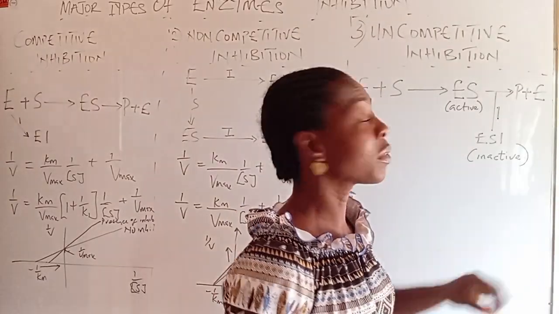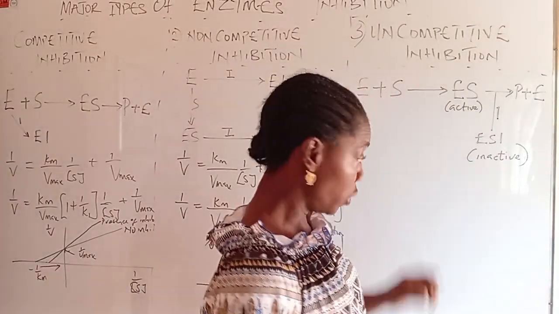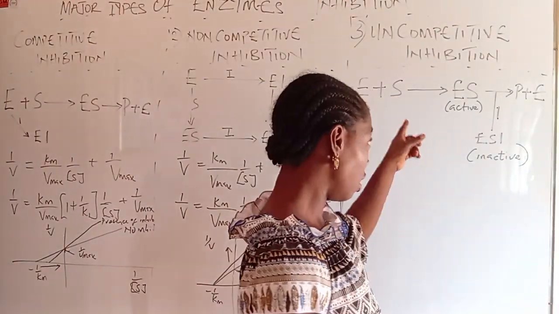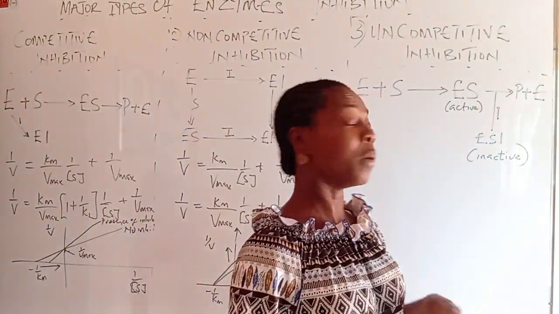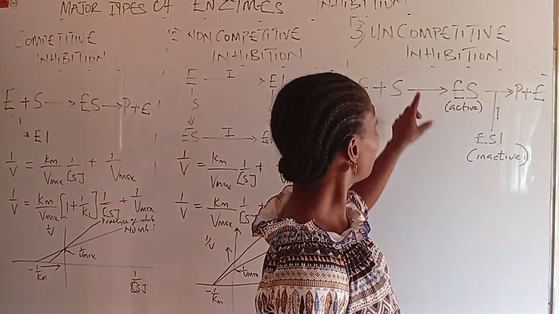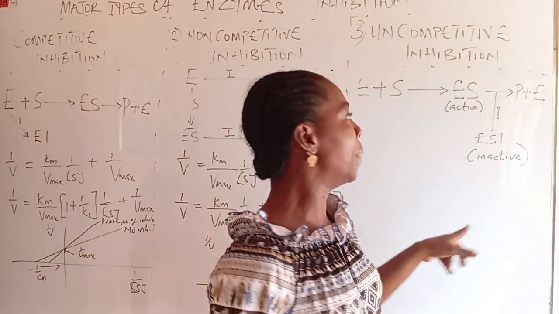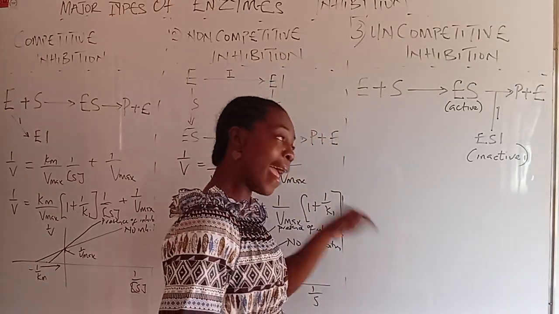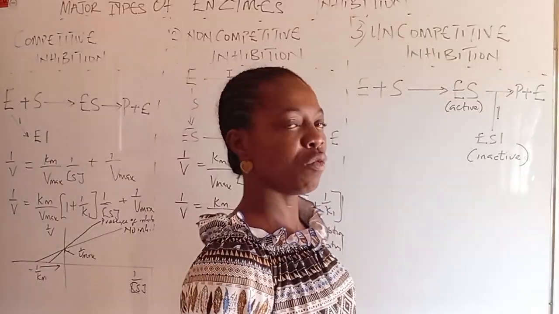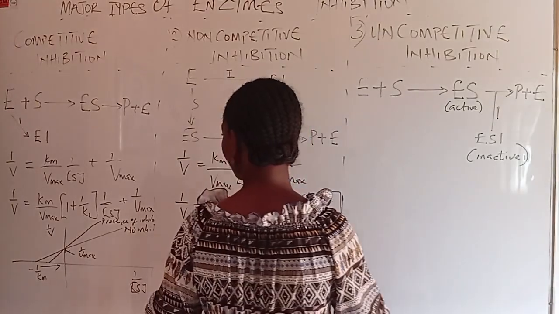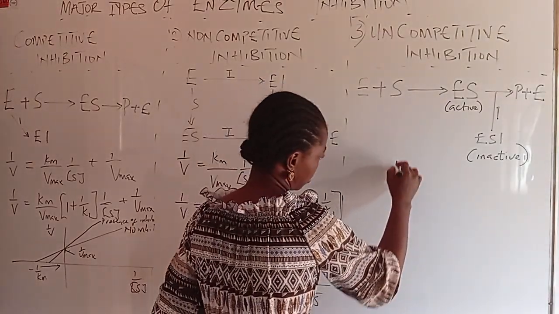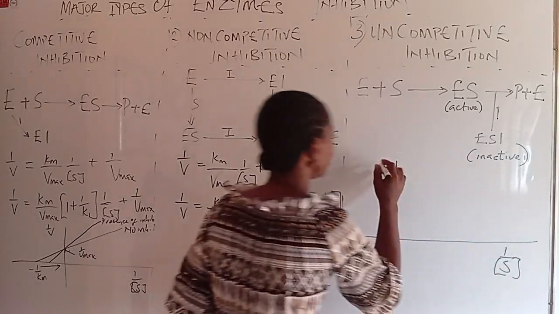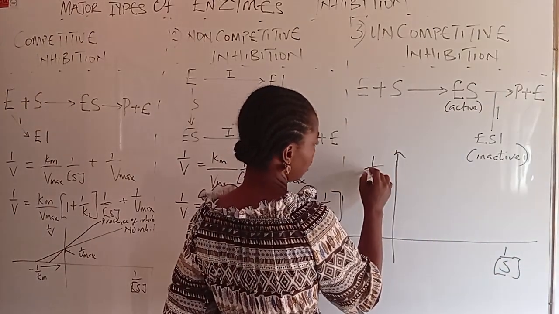For that reason, this kind of inhibition will not only affect the Km, but will also affect the maximum velocity of this reaction. How? Uncompetitive inhibition reduces both the Km of the enzyme and its maximum velocity. Let's see that. If we are going to draw that plot, the Lineweaver-Burk plot, 1 over substrate concentration, 1 over V.